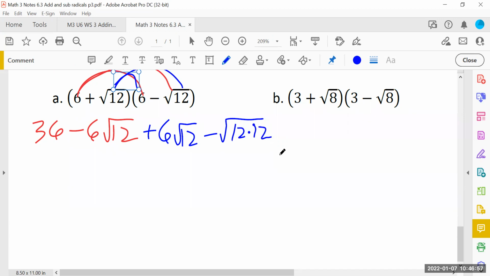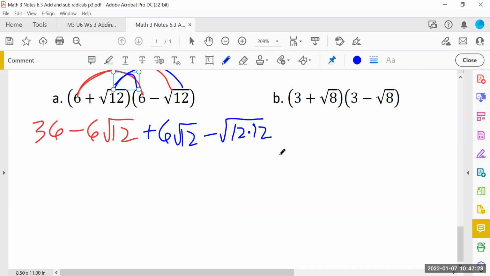We've got a lot of stuff here that simplifies. Okay, so I went fast there, but all I'm doing is doing 6 times 6 is 36. 6 times the square root of 12: the 6 is on the outside, the 12 is on the inside. 12 times 6, 6 is on the outside, 12 is on the inside. 12 times 12, both of them are on the inside.